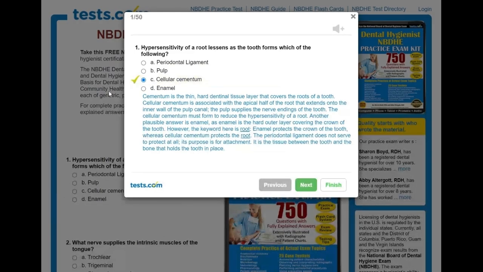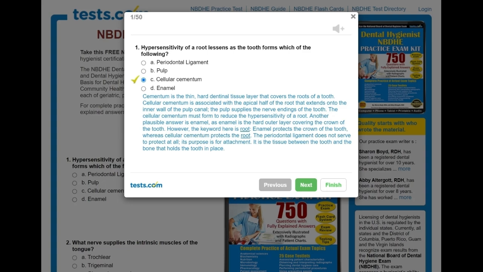C. Cellular cementum. Cementum is the thin, hard dentinal tissue layer that covers the roots of a tooth. Cellular cementum is associated with the apical half of the root that extends onto the inner wall of the pulp canal. The pulp supplies the nerve endings of the tooth. The cellular cementum must form to reduce the hypersensitivity of a root.